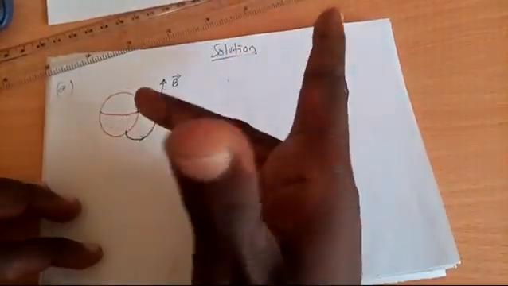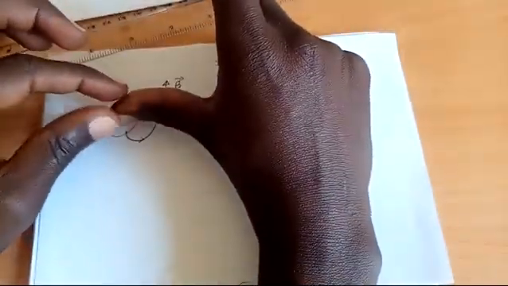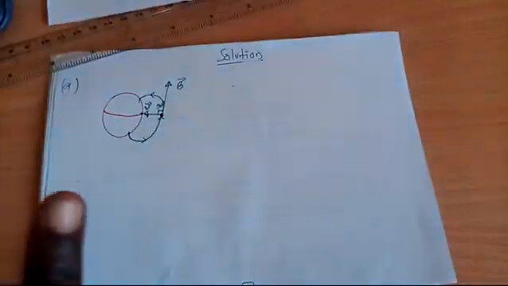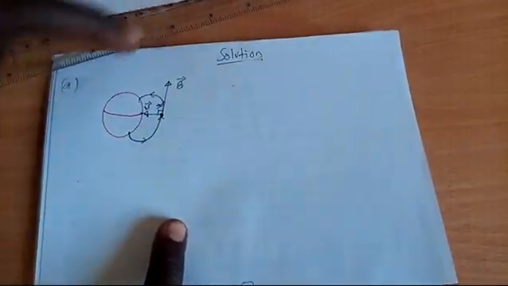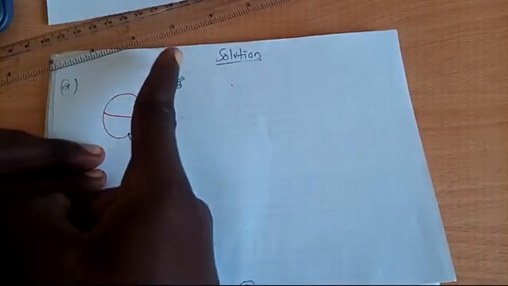So to do that, I have to do it like this. My thumb should be in this direction, in line with the direction of the velocity. The velocity is this way, so my thumb should be here. Then the magnetic field is this way, so my forefinger pointing in the direction of the magnetic field should be like this.